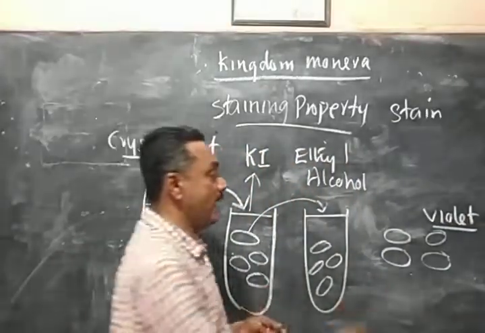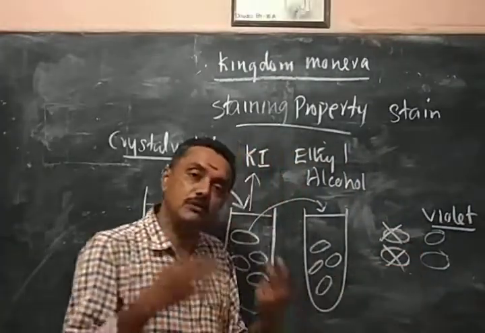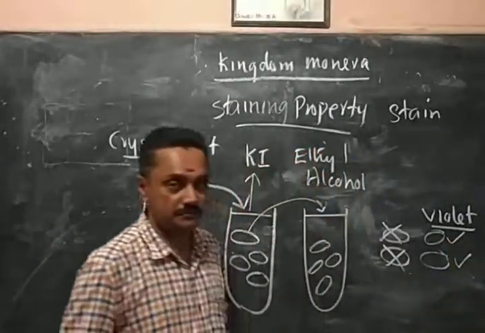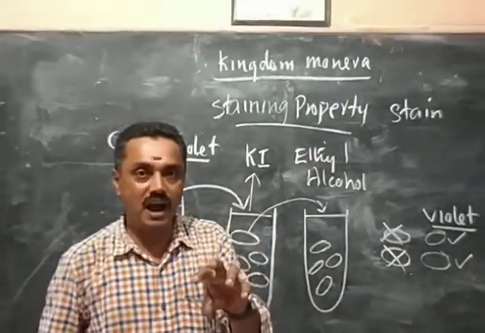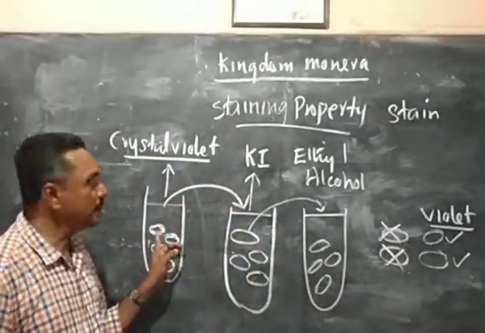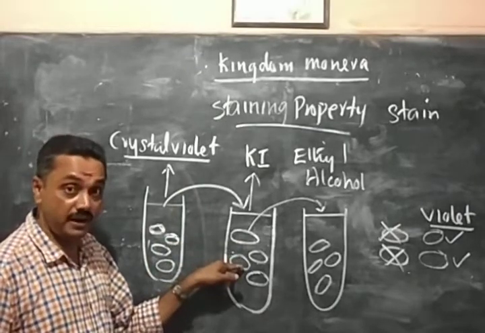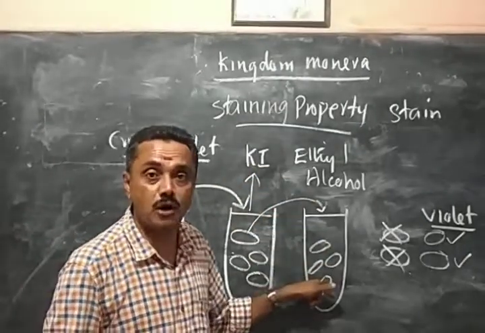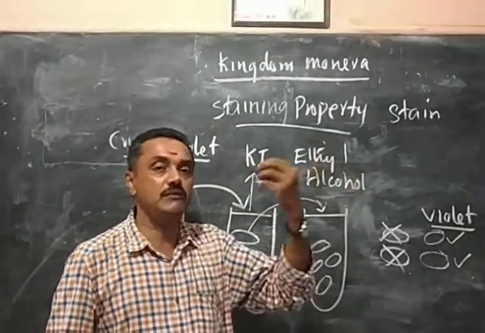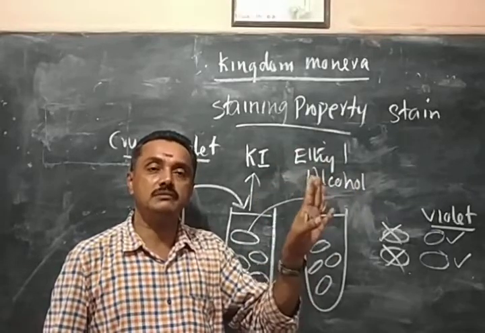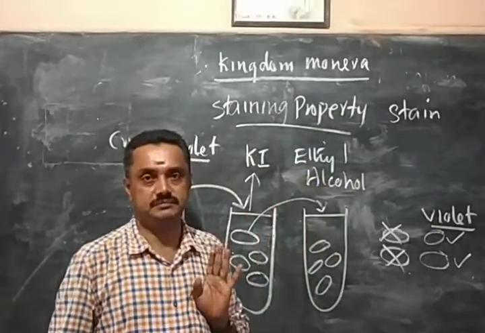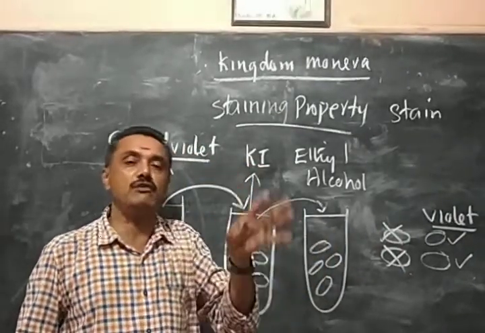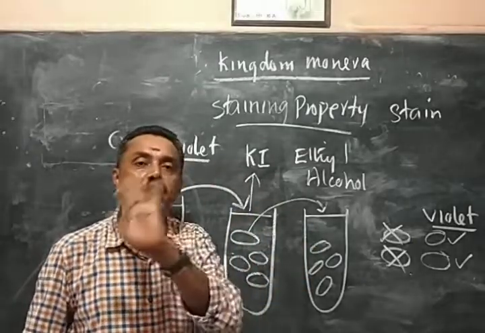See, these 2 bacteria lose the color. They become colorless again. This bacteria is always violet in color. So remember that bacteria put in crystal violet, then put in potassium iodide, stay the same color, no change. But when the bacteria is put in ethyl alcohol, what happens? Some of the bacteria lose the violet color and become colorless. But some bacteria are always violet in color. If you put it for 1 hour or 2 hours, the color will not change.